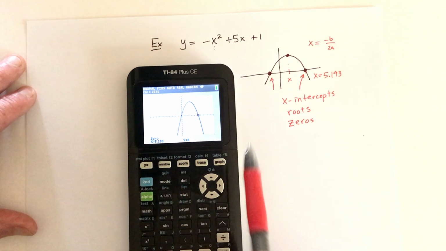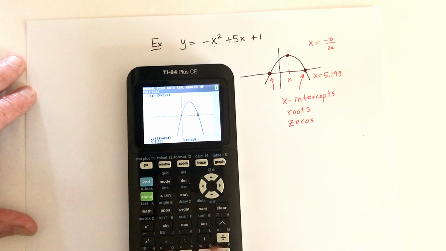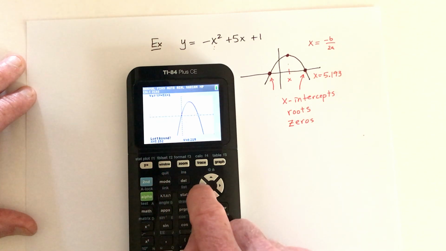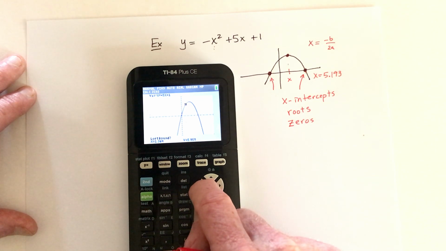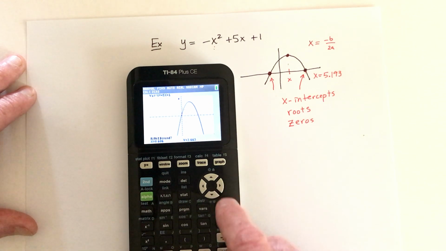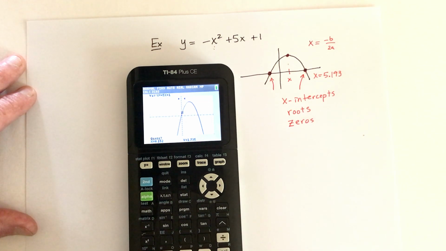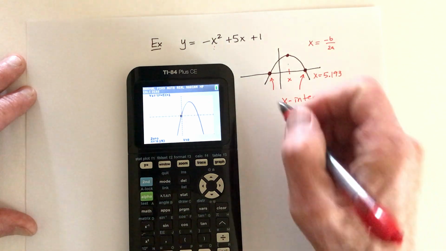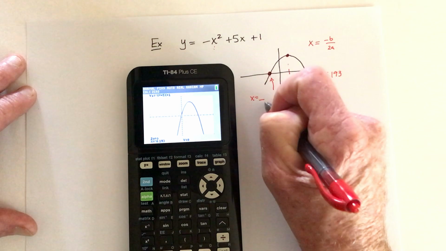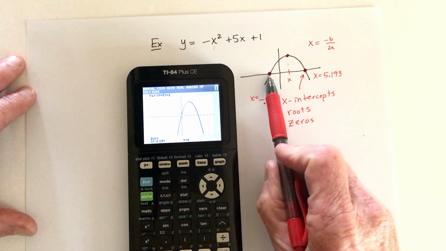Now let's find this one. So again, go to second calculate, number 2, find the zero. And I could type in numbers like I did last time. You can also move the cursor until it's a little bit to the left, hit enter, go a little bit to the right, hit enter, and then move the cursor sort of close to where you think the answer is. And that right there isn't even that close, but the calculator will find it as long as you're sort of close. And it found it, and it is x equals negative 0.193. Okay, so those are the two x-intercepts.